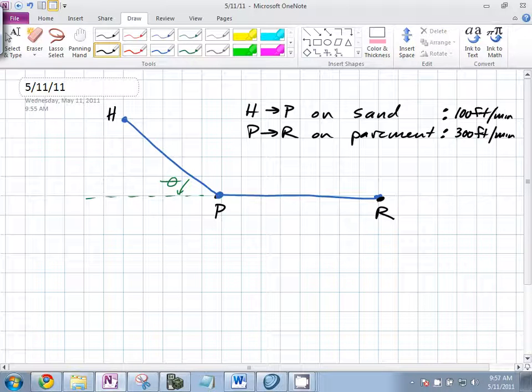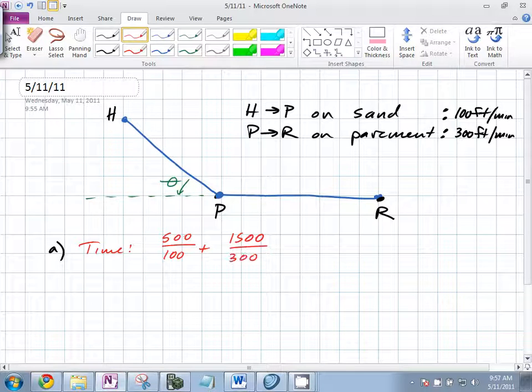So what does the first part of the question ask you? Let me read it out loud: calculate the time t if you walk 1,500 feet along the paved path and 500 feet along the sand. So for part A, that time is going to equal what? 500 feet on sand divided by 100, plus 1,500 divided by 300. You end up with 5 plus 10 minutes.